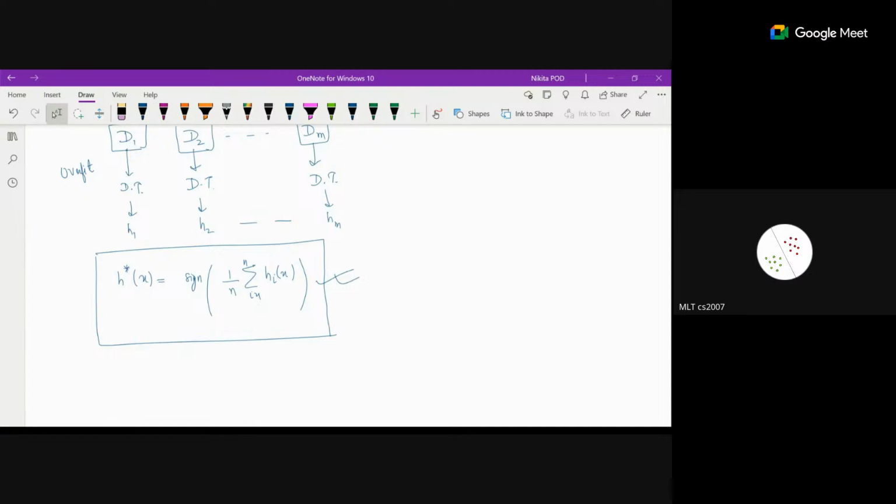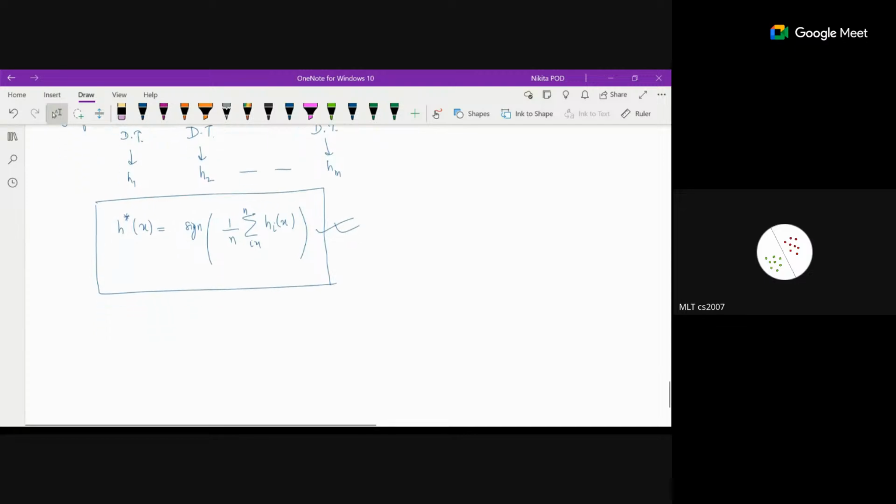But in reality, you will not be given m different data sets. This is not possible. In the real world you will have only one data set with you. So if you have just one data set, how can you use this idea of averaging to reduce the variance for this overfit model?